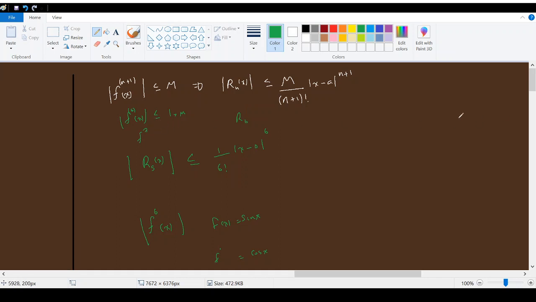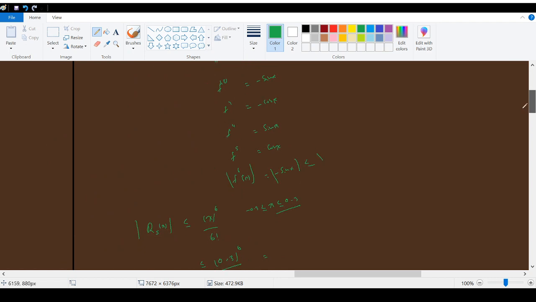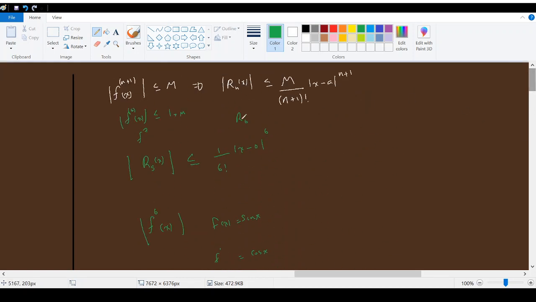So F7 will also be, since F6 is negative sin x, F7 will be equal to negative cosine x. And anyway, when you take the modulus, it will be less than or equal to 1. Hence, F7 is less than or equal to 1. And from the inequality, it says R6 will be less than or equal to 1 divided by 7 times 7, x to the power 7, when x is in between these values, right?